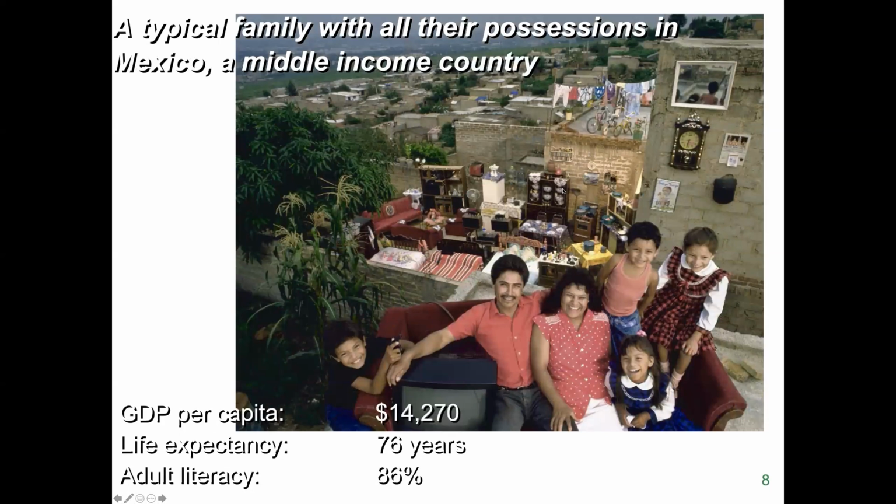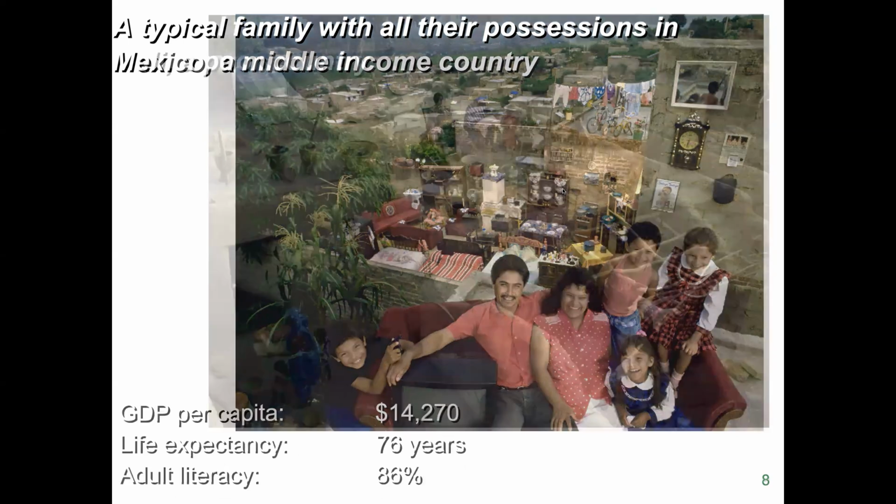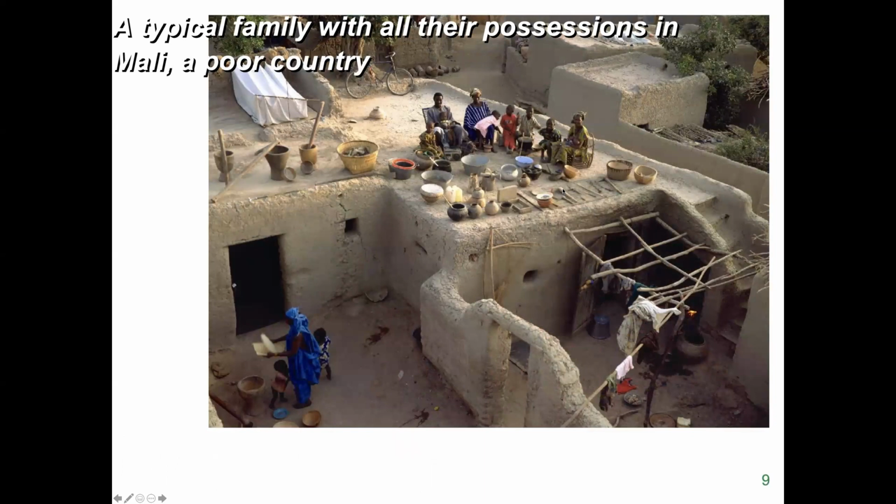GDP per capita, 14,270, life expectancy, 76 years, adult literacy, 86%. Finally, here's a typical family with all their possessions in Mali, which is a poor country. So you can see the dramatic difference there.